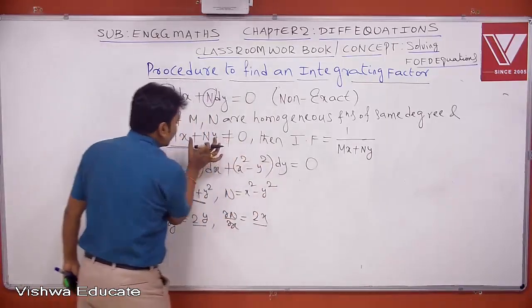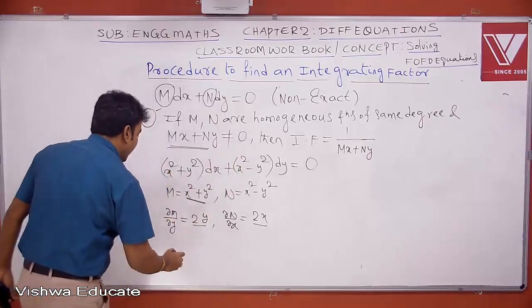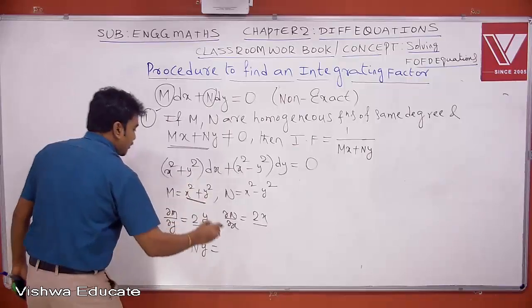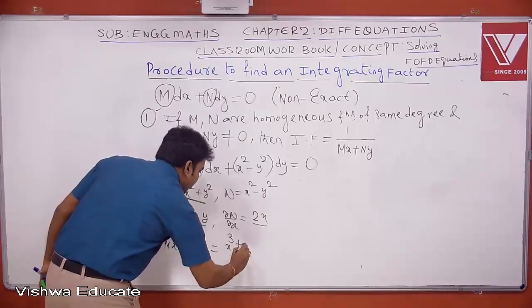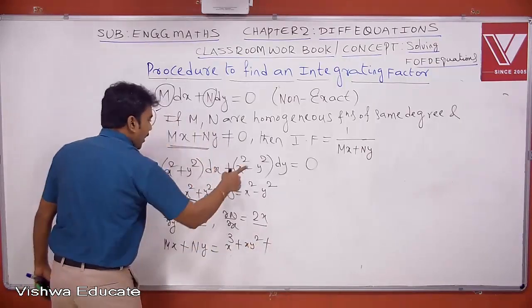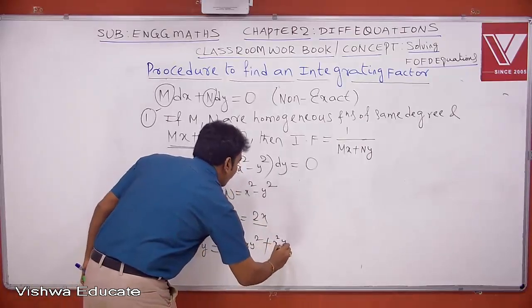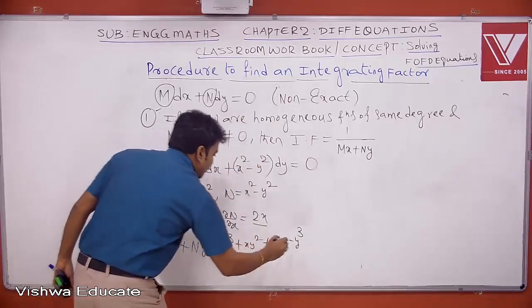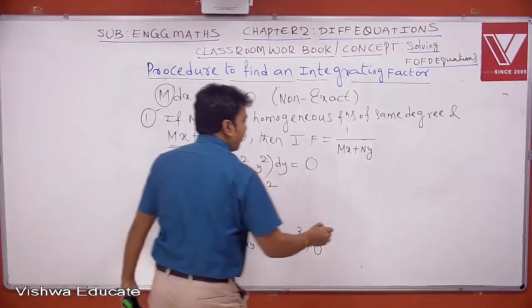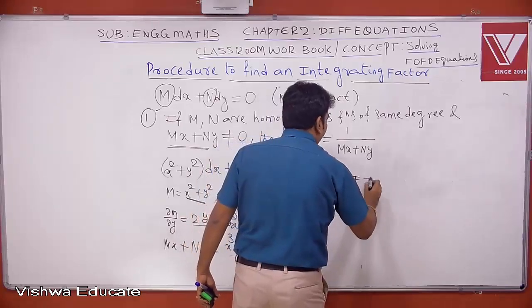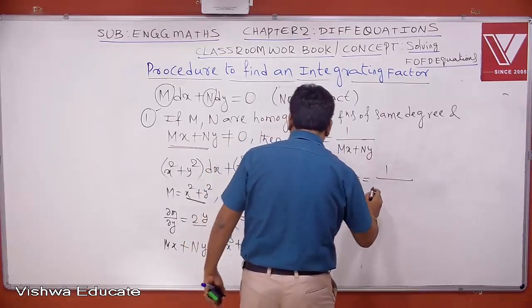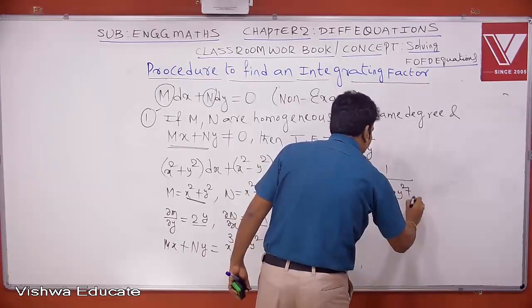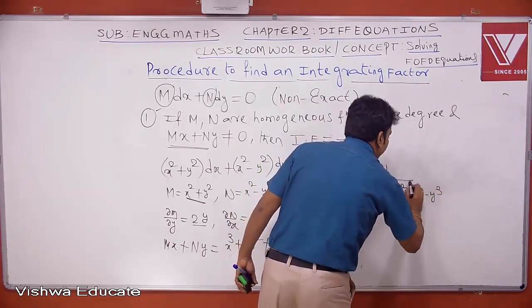Now let us confirm that Mx plus Ny is not equal to 0. So here Mx plus Ny: multiply M with x, this becomes x cube plus xy square; multiply N with y, this becomes x square y minus y cube. Now this is a non-zero quantity. Therefore the integrating factor in this case is 1 divided by Mx plus Ny, and this quantity is x cube plus xy square plus x square y minus y cube.